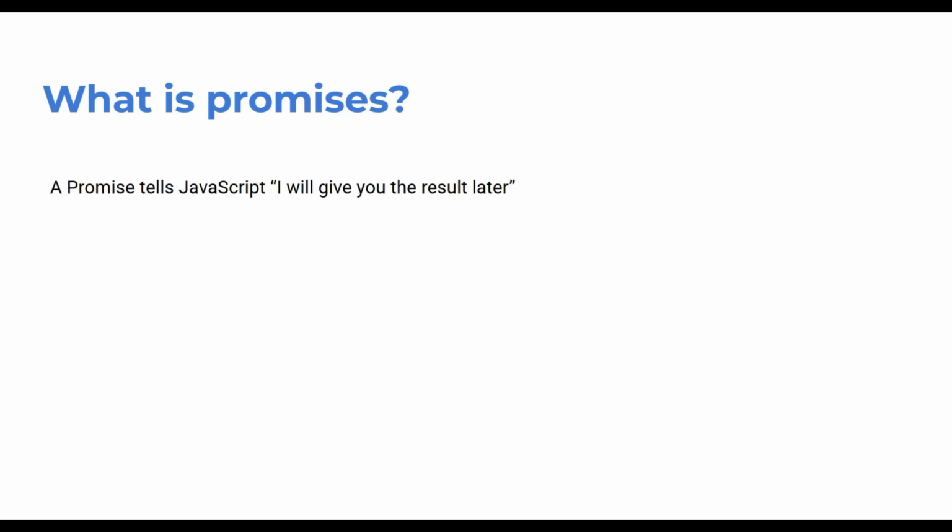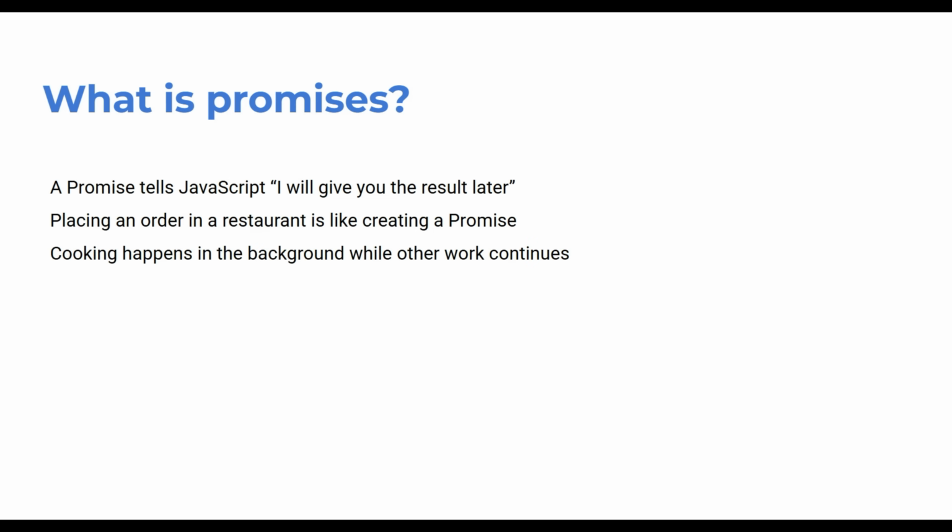Imagine a restaurant. You place an order. The waiter gives you a token. That token is the promise. The kitchen starts cooking. During this time, you don't block the waiter. They serve other customers. This is like JavaScript continuing with other code.